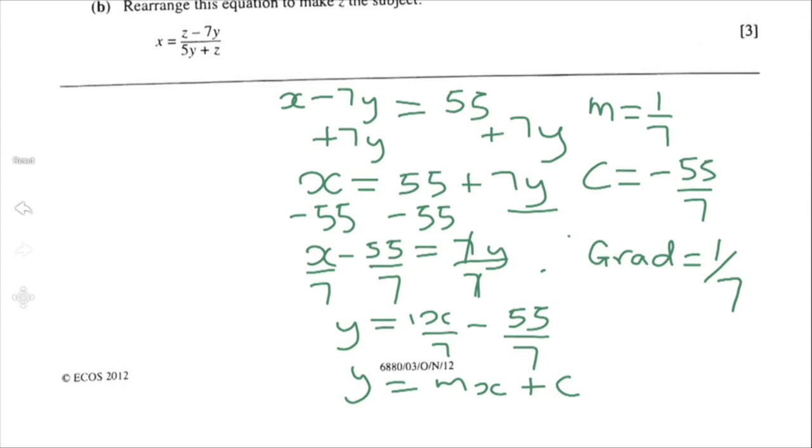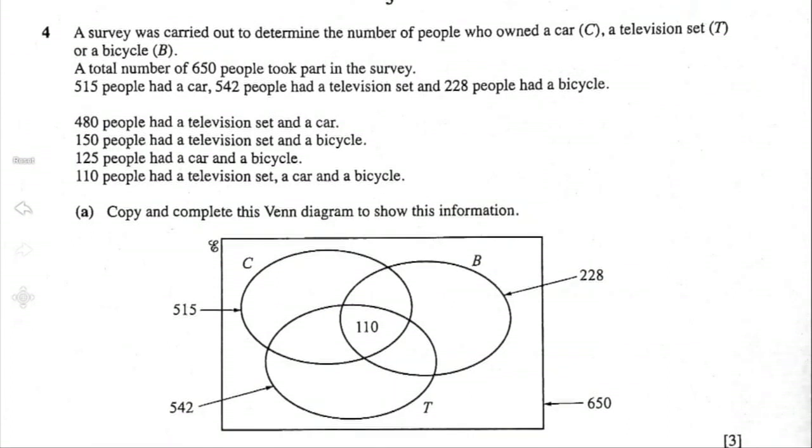Okay. The question reads as follows. A survey was carried out to determine the number of people who owned a car C, a television set T, or a bicycle B. A total number of 650 people took part in the survey. 515 people had a car. 542 people had a television set, and 228 people had a bicycle.